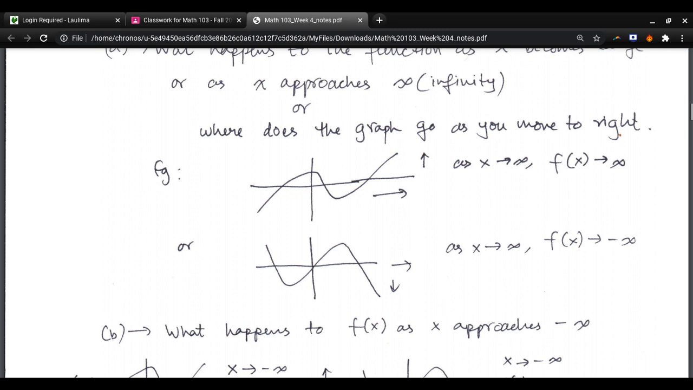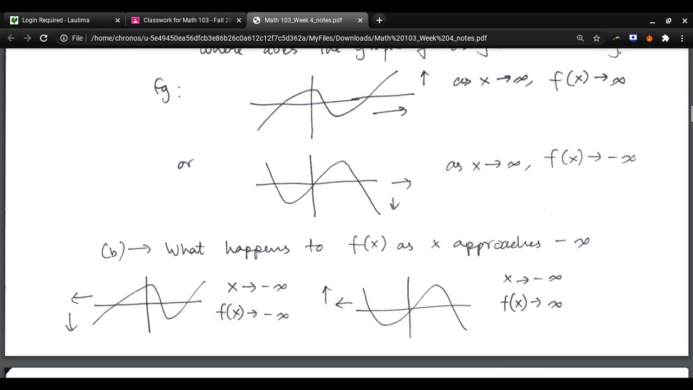The second question to answer is, what happens to f of x as x approaches negative infinity, or a really small number, small in the negative sense. In the first example here, as x goes to negative infinity, f of x also goes to negative infinity because it's going down. And in the second example, as x goes to negative infinity, f of x goes to infinity because it's going up.